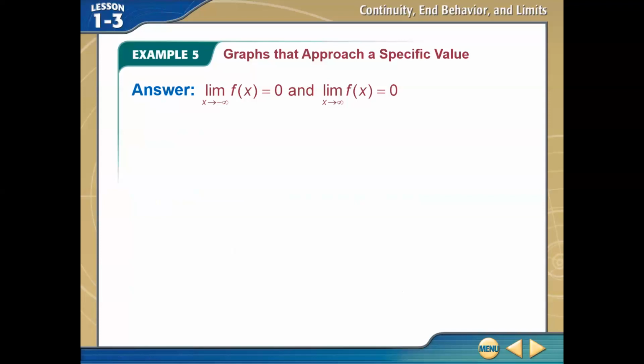Okay, that's all I have for you. Like I said, it's stuff that we did in Algebra 2, but it gets a little bit tough.